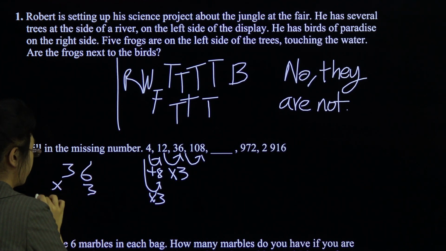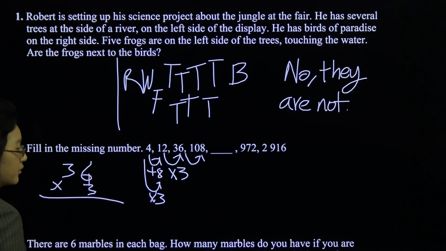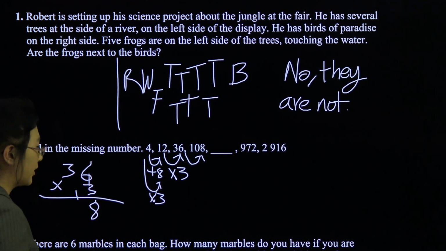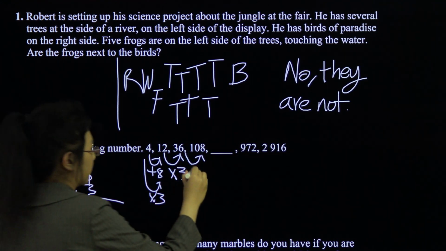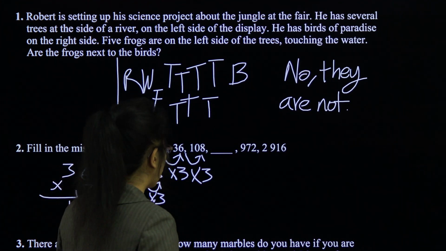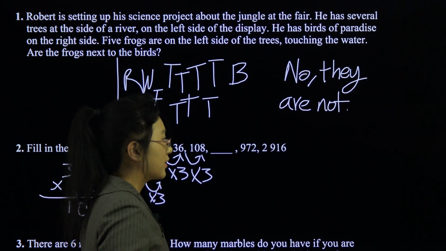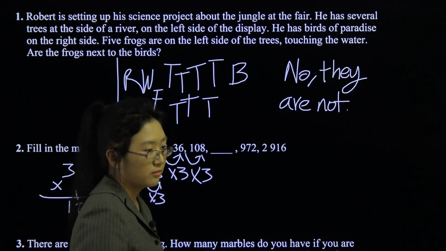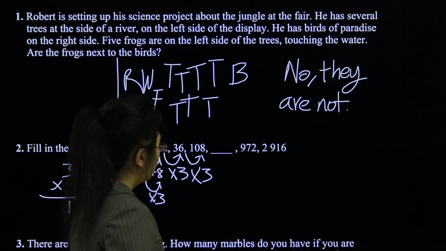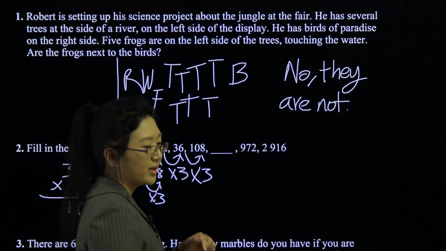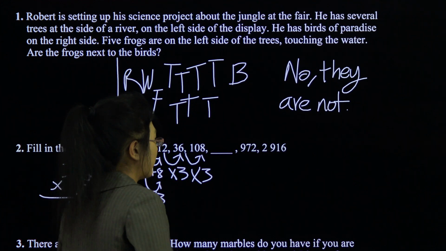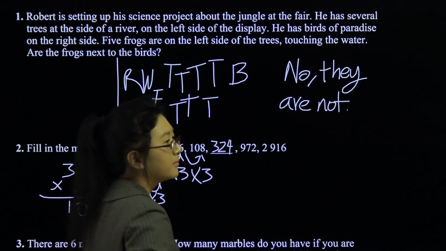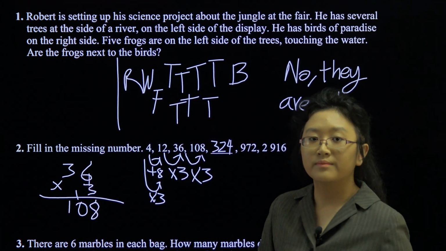36 to 108, well, hey, put those newly learned skills into practice. 36 times 3. 3 times 6, 18. Regroup. 3 times 3, 9. 9 plus 1, 10. Times 3. Okay. Now we have 108 times 3. This is multiple digits, more than 2, that's what I meant by multiple, times single digit, which we will be learning about in the next section. But FYI, it's 324. That's the missing term, guys.